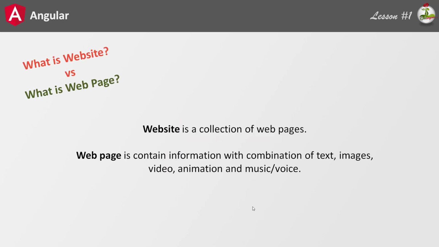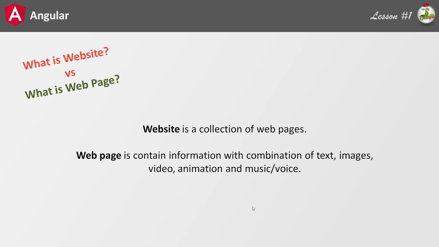So what is a website and what is a web page? Actually, the website is a collection of web pages. What is a web page? It is a single page containing information with a combination of text, images, video, animation, music and voice. So it will explain the content in a specified layout format.